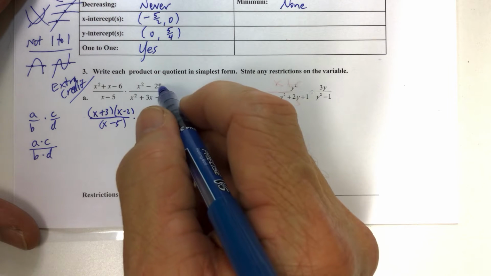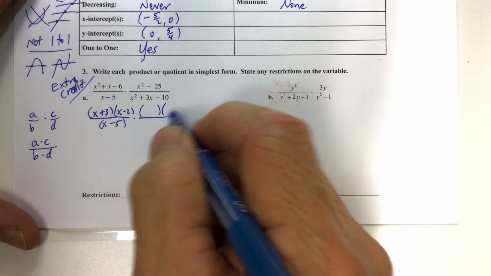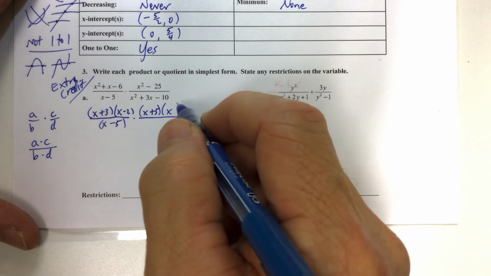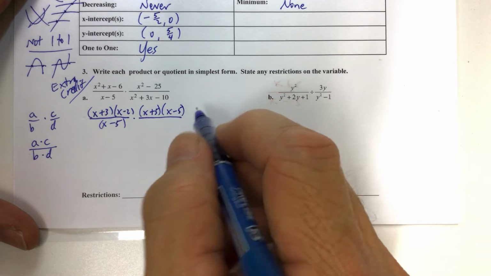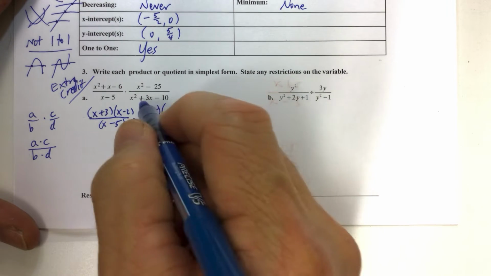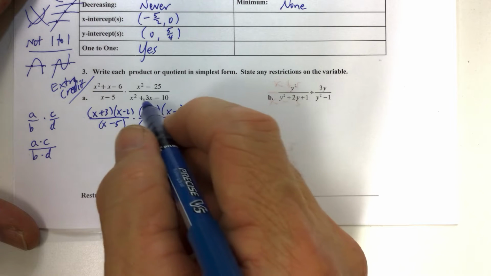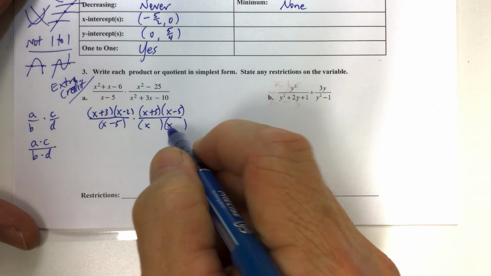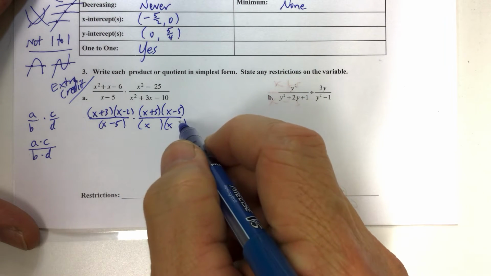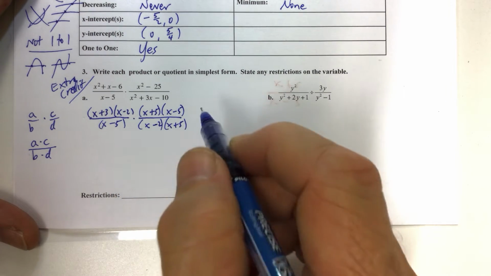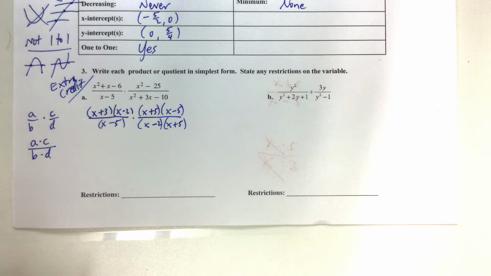Now the x squared minus 25, that is the difference of two squares. So how do we factor that? We have x plus 5 times x minus 5. And then the denominator of the second fraction can be factored using the FOIL method. X and x, we have factors of negative 10 that add up to 3, so that's positive 5 and negative 2. And this is where we get to start canceling.